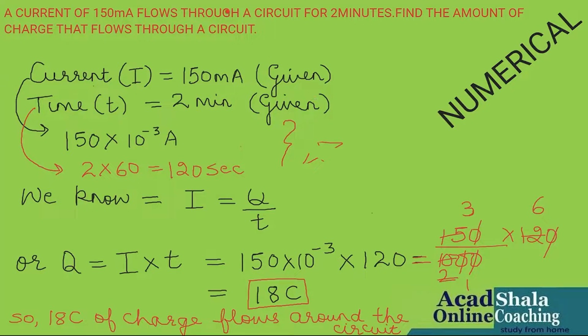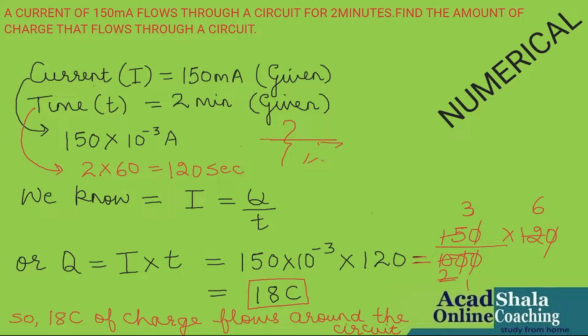But if we see in the numerical, the units are in mA and minutes. So the first thing that comes to our mind is that we have to convert these units into the required units, which is important for our numerical. So first I will convert milliamperes into amperes and minutes into seconds.